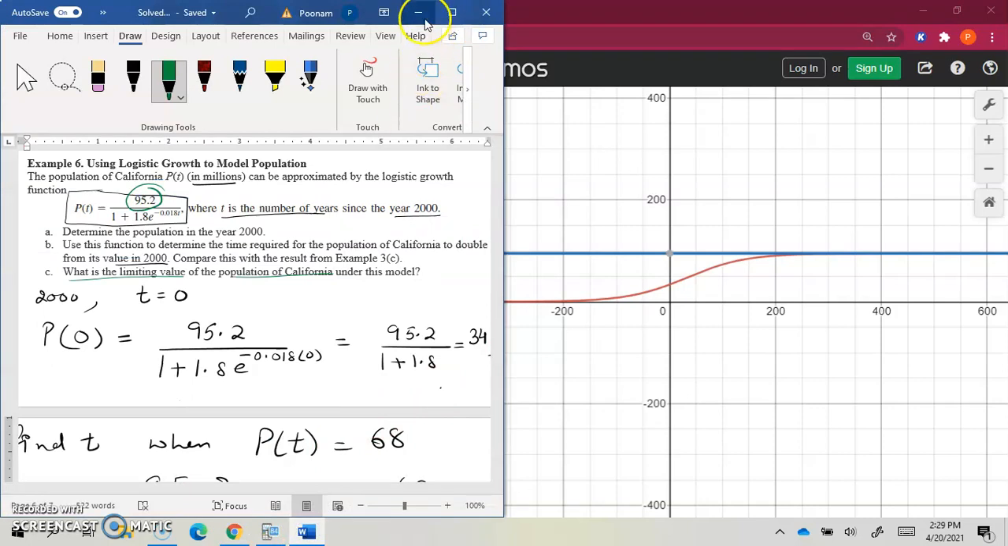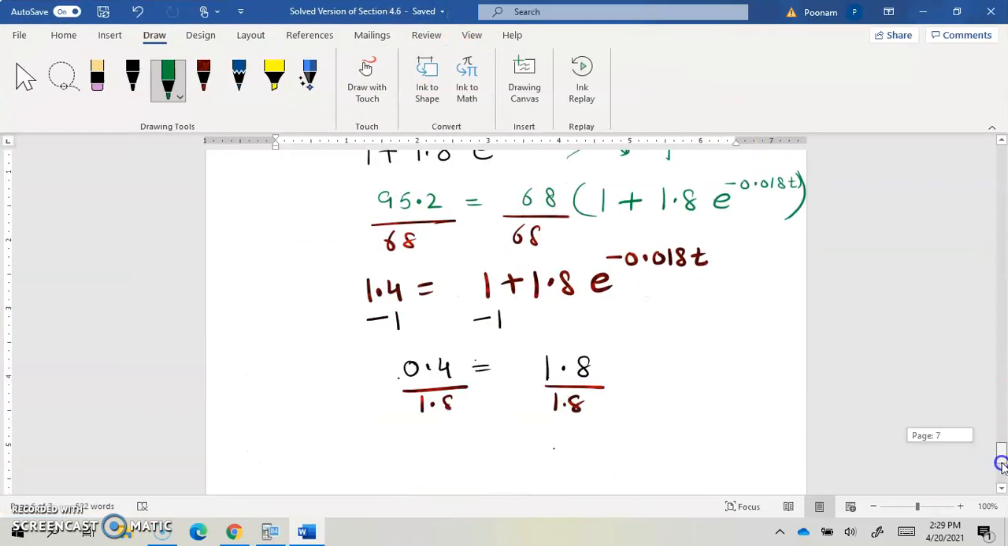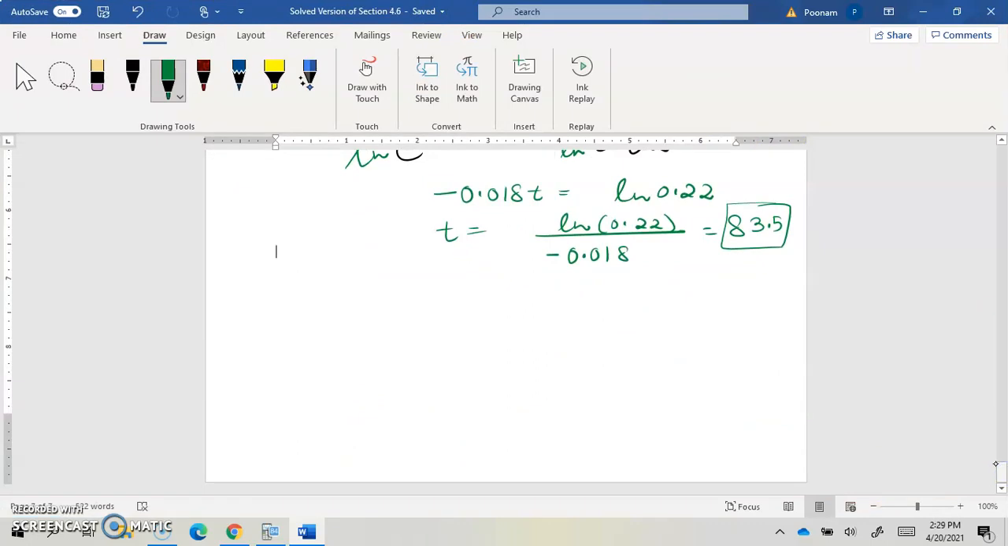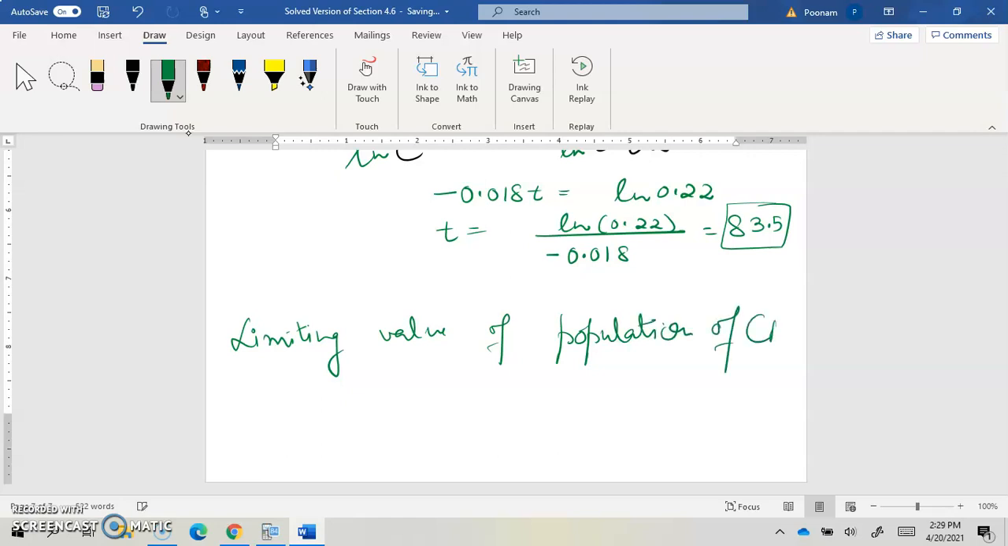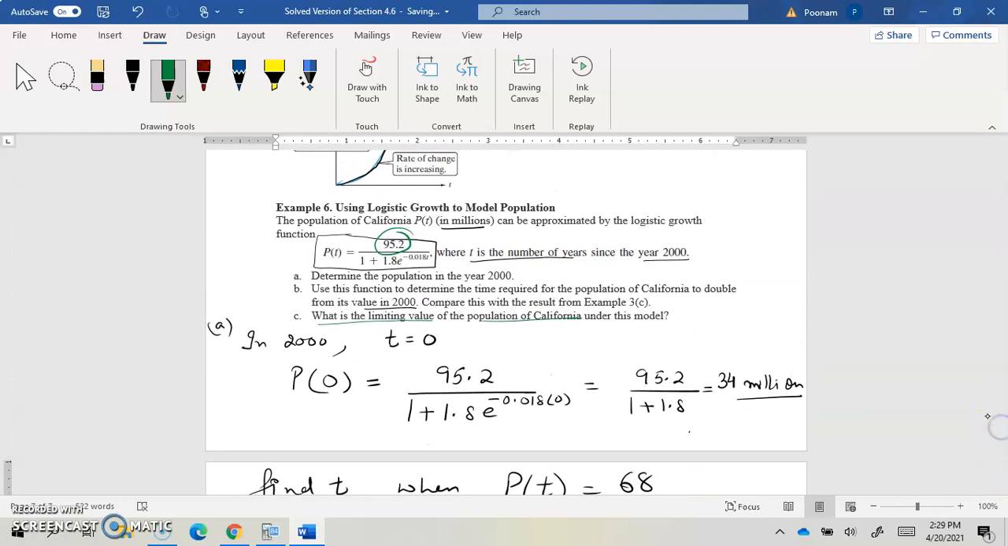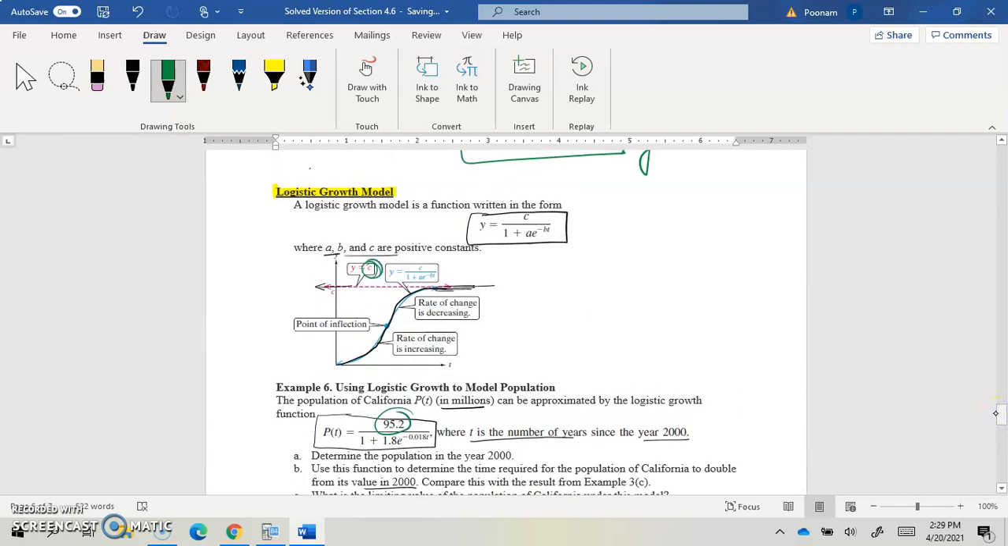The limiting value of the population of California, according to this function, is equal to 95.2 million. You can see it by the graph, or if you compare this function and see the graph here, the C is your value, and in this function C was 95.2.